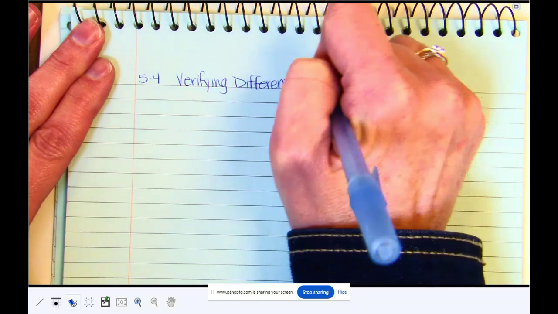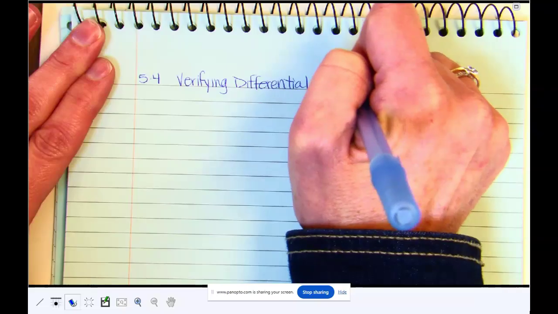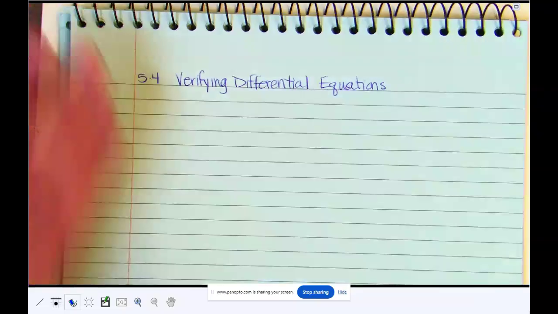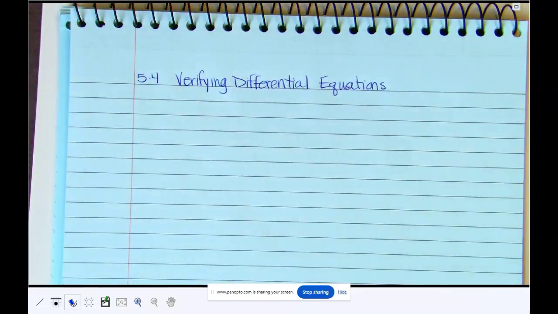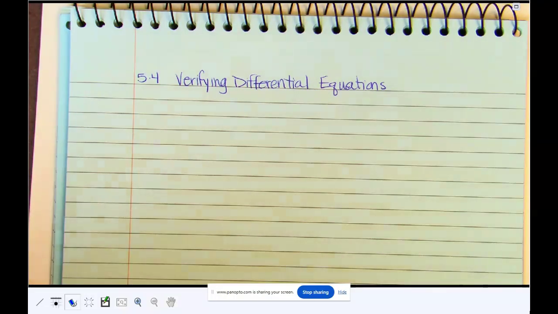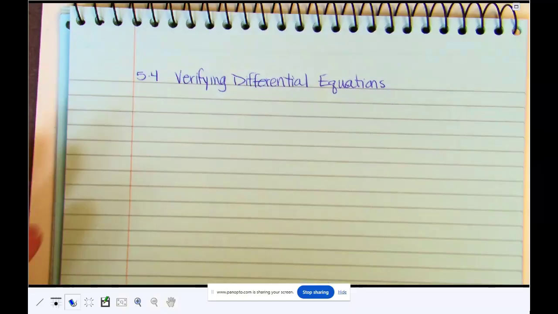So test is Wednesday. Tomorrow we will be doing a challenge. So the homework that is assigned will be due on Friday. So Friday we will also start reviewing for the test. Like I said, test on Wednesday.